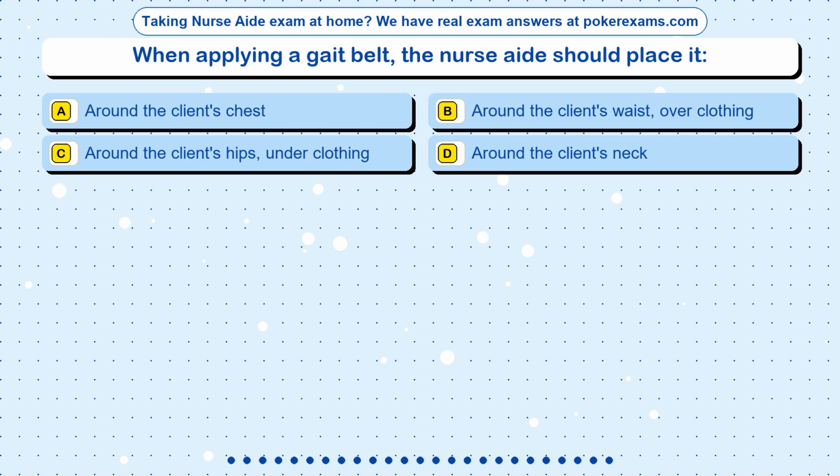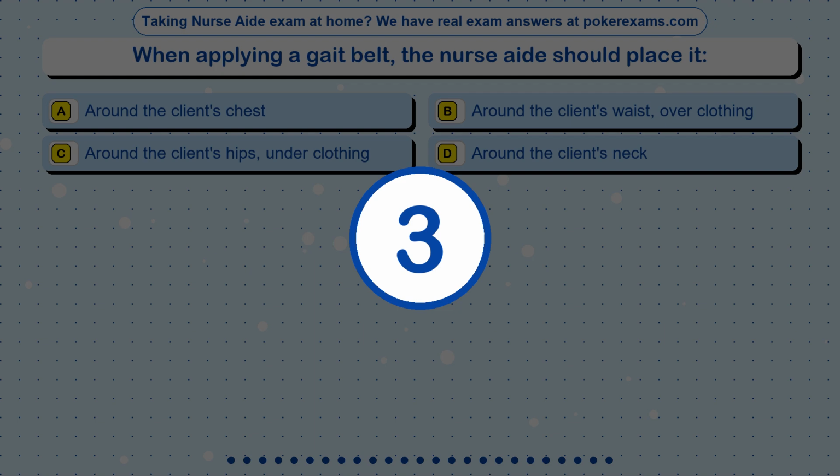Question 14. When applying a gait belt, the nurse aide should place it. Option A. Around the client's chest. Option B. Around the client's waist, over clothing. Option C. Around the client's hips, under clothing. Option D. Around the client's neck.